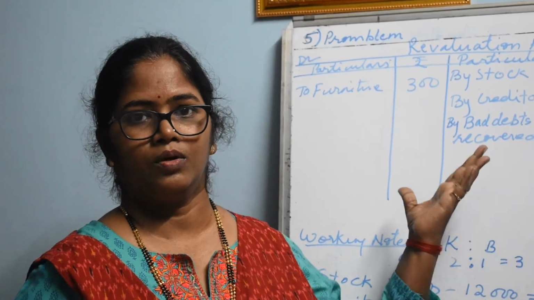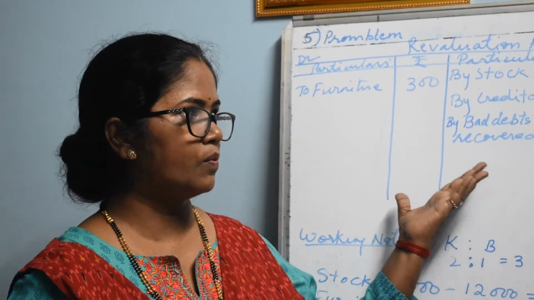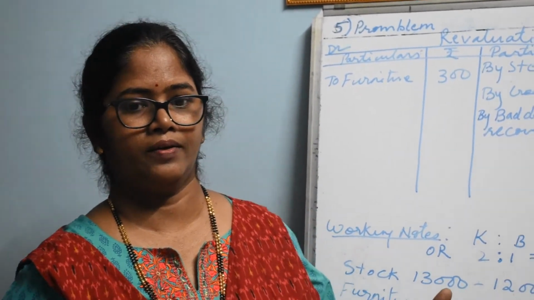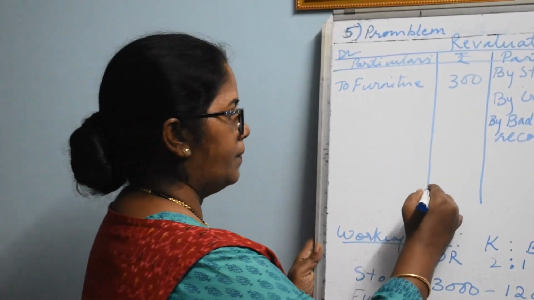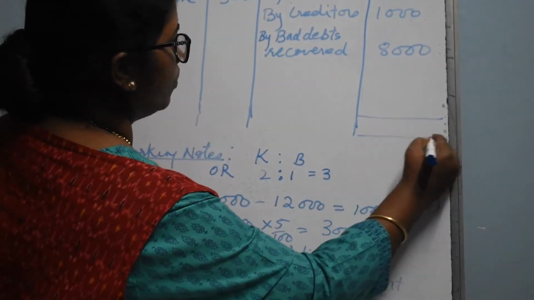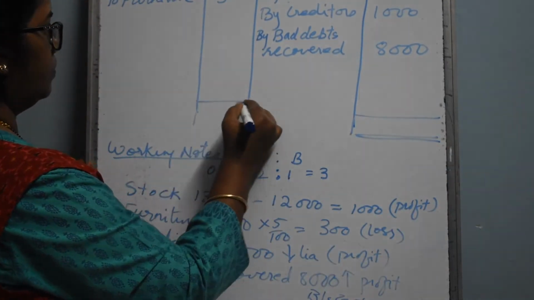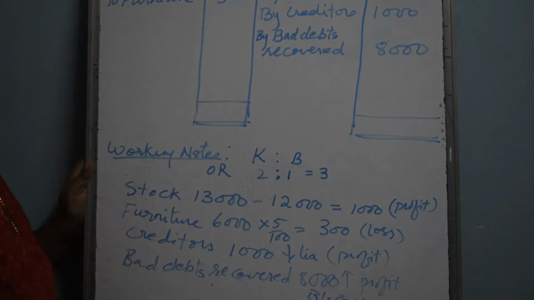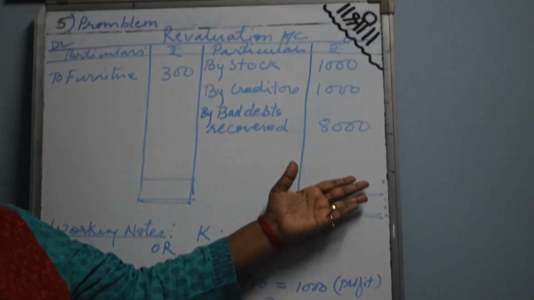Now you have to balance this account. So whenever you balance, you have to find out whether there is profit or loss. Okay. So I'll show you the balancing again now, if you are not knowing. Just find out which side is more. Now if you see this side, the amount is more automatically.